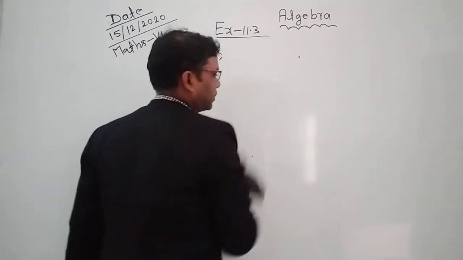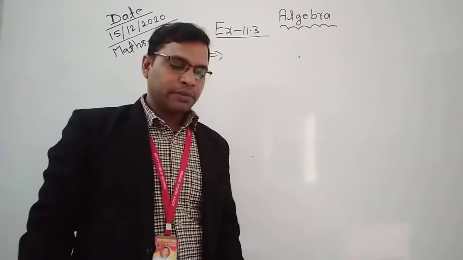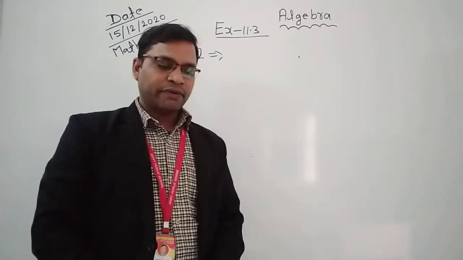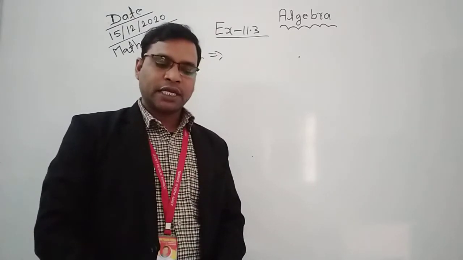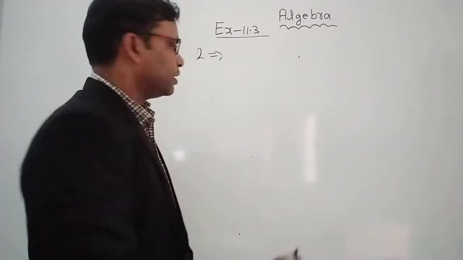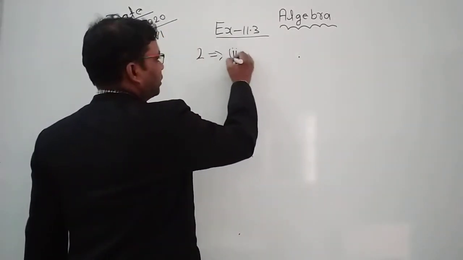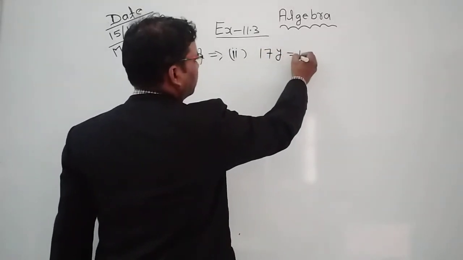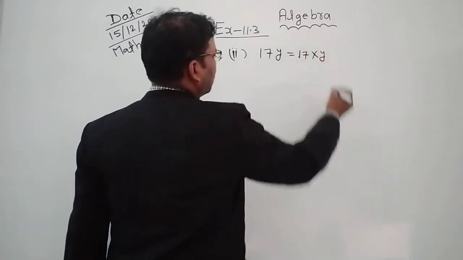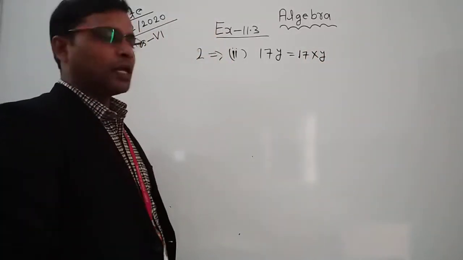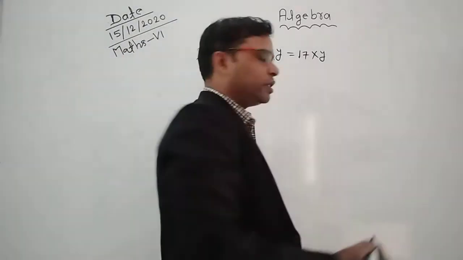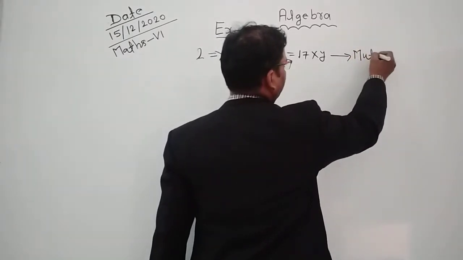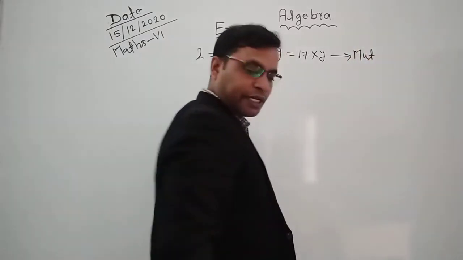Question 2 says: identify the operation, addition, subtraction, multiplication or division, in forming the following expressions, and tell how the expressions have been formed. So the second part of question number 2 is 17y. 17y is 17 into y. So which operation is used here? Obviously you can say multiplication. Multiplication is used here.